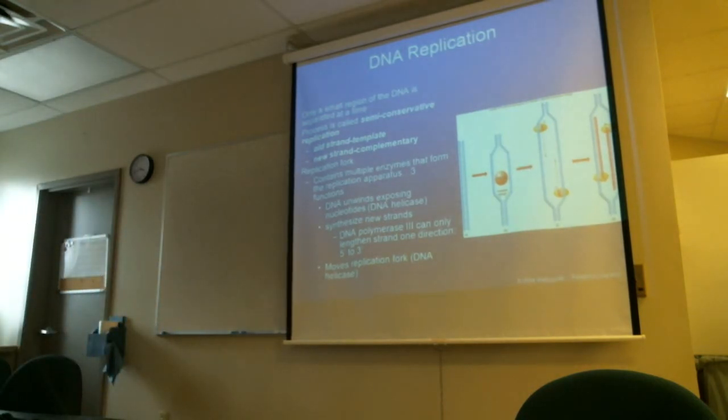Now, as far as the replication fork, that is the busy section. That's where we're matching up all of these different nucleotides. That's where all of our work is taking place. Once that replication fork is completed, a new replication fork is created, and it moves on down the line until it separates the whole thing. The first enzyme that I want you to know in this fork is called DNA helicase, and that's going to be the unwinding enzyme. That exposes those nucleotides so that complementary nucleotides will match up.